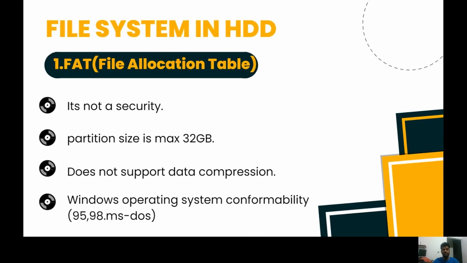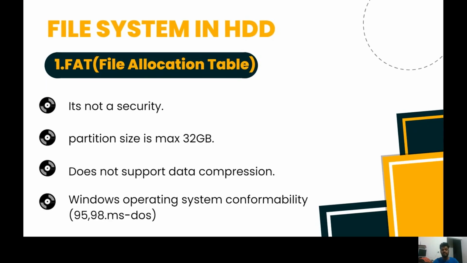Now talking about some file systems in an HDD. First is the File Allocation Table, FAT. It does not provide security. Its maximum partition size is 32 GB, and it does not support data compression and disk quota. Windows operating system compatibility is 95, 98, and MS-DOS.